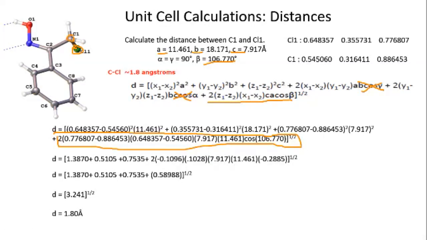If they didn't correlate, then we need to think about either A, did we make a bad prediction, or B, did we do something wrong in the math? And the way you check is, if you're not sure about your prediction, you can research carbon-chlorine bonds and see what is a typical carbon-chlorine single bond. And if that's right, then that tells you somewhere in your math you made a mistake. So this carbon-chlorine single bond is 1.8 angstroms.